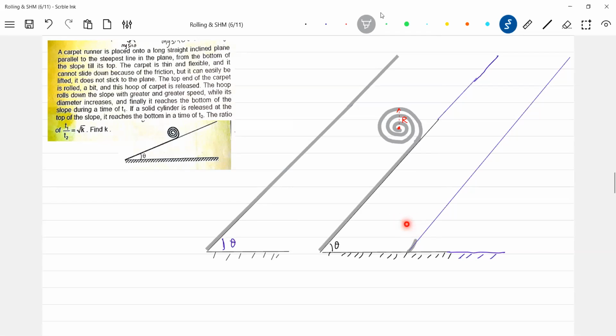Increasing radius. I should show the radius a little bit more. So if you want, we'll write it. This is smaller than capital R. So here it will have velocity, and this will have angular velocity omega. Let x be the length of the carpet, and I'm going to proceed in this way.